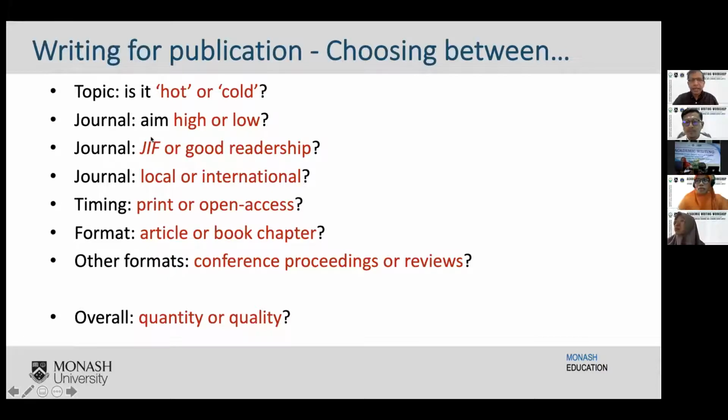Journal impact factor or good readership. Do you want to choose a high-level journal and no one is reading it because it is Scopus indexed and it is not open access, and without membership you don't have access, or you choose an open access journal like JETLI and it has good readership? Local or international? Well, international journals, more prestigious, but if you are writing in a local journal, that might be a good thing as well.